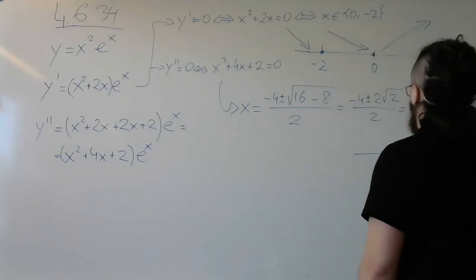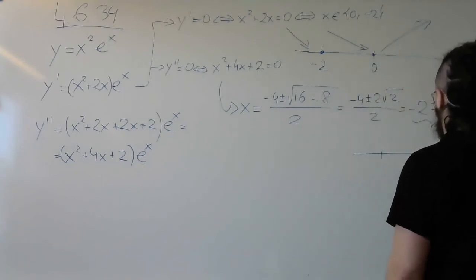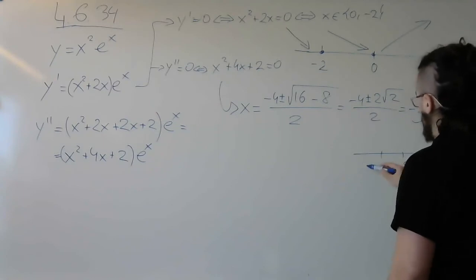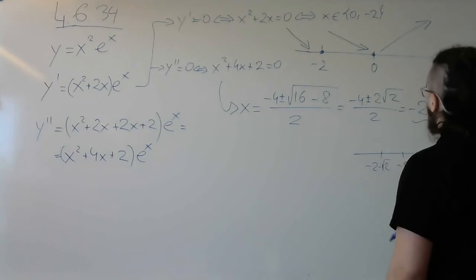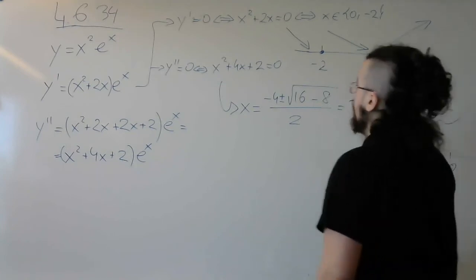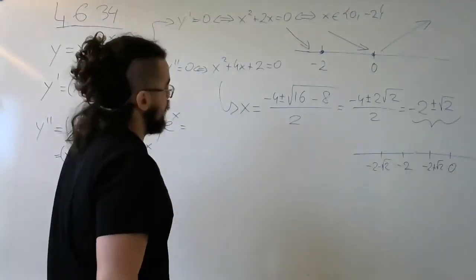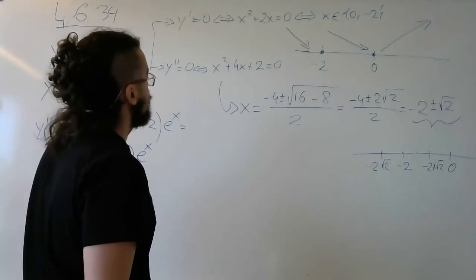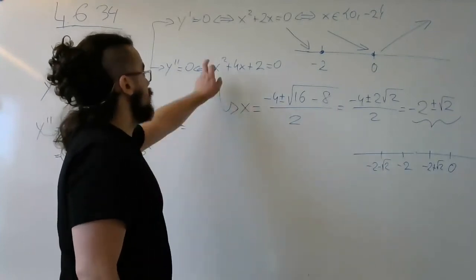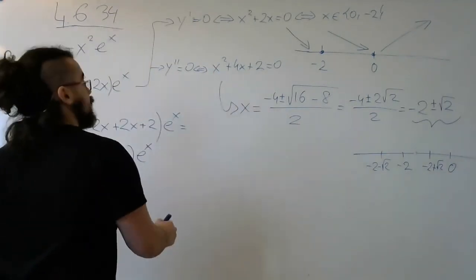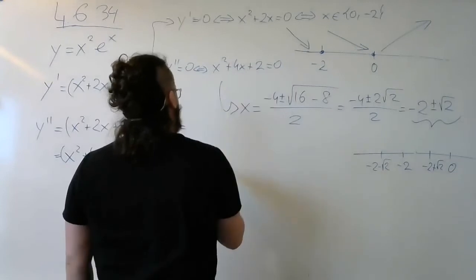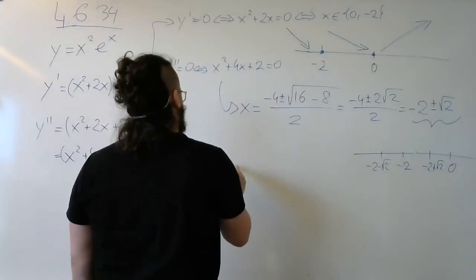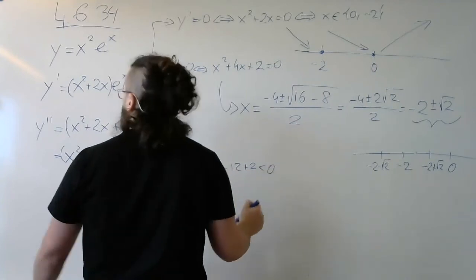I'm going to note it down here. 0, -2, -2 plus square root of 2, -2 minus square root of 2. The second derivative, if x is smaller than -2 minus the square root of 2, let's pick, for example, x equal -3. This polynomial is 9 minus 12 plus 2, which is more than 0.